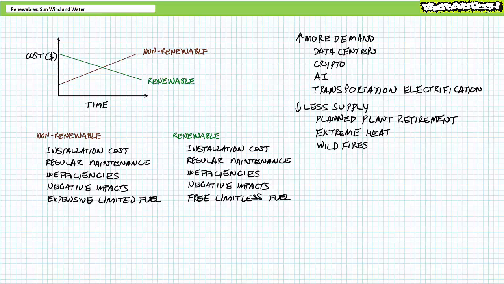Additionally, consider the impacts of the increased frequency and intensity of extreme heat events and wildfires that interfere with the generation and transmission of electrical power. As demand increases and supply decreases, the slope of the supply and demand curve only gets steeper and steeper, and renewable energy makes more and more economic and practical sense.